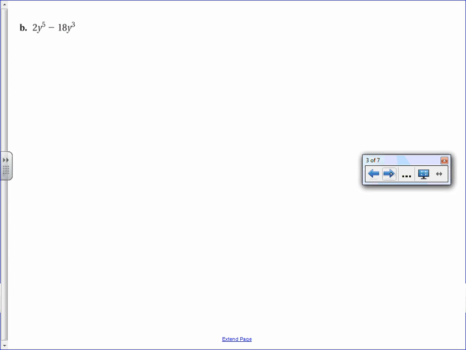Let's try that again here. Look for what you can take out from both terms. We can definitely take out a 2, and we can also take out 3 y's. So we'll be taking out 2y to the third. What's going to be left when we take that out of the first term is just y squared. What's going to be left when we take that out of the second term, and remember it's division, so you'll be left with minus 9.